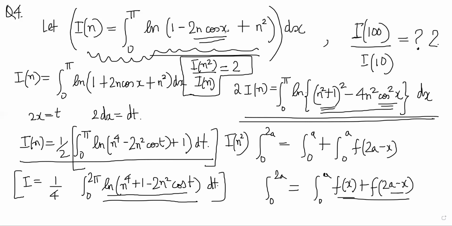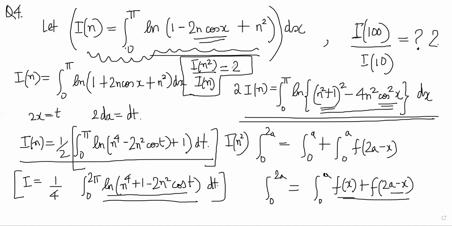So first we replaced 2x with t and made it into cos t. That made it 0 to 2 pi, and then we had to handle 0 to 2 pi, split it as 0 to pi of f of x plus f of 2 pi minus x, which became 2 times f of x. So then you eventually get that I of n and I of n square have a relationship that is 2, right? So it's just properties of integrals and different ways in which you can handle that.